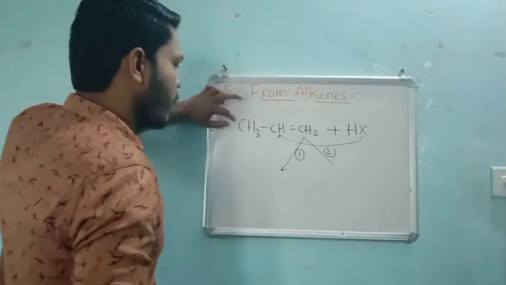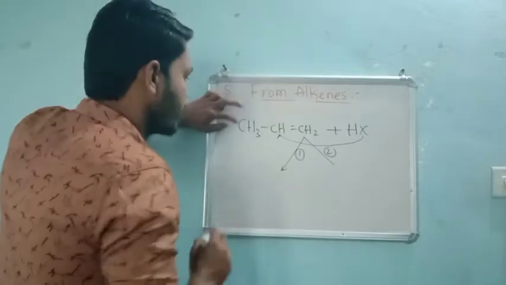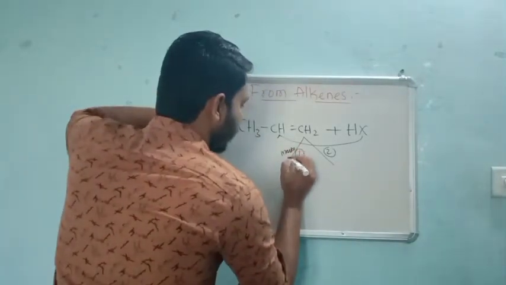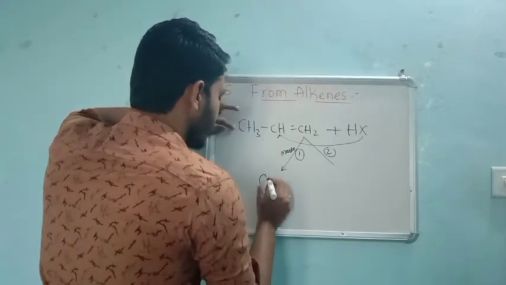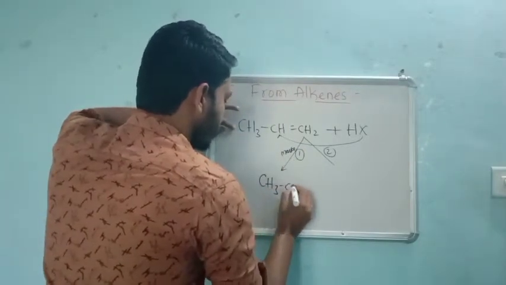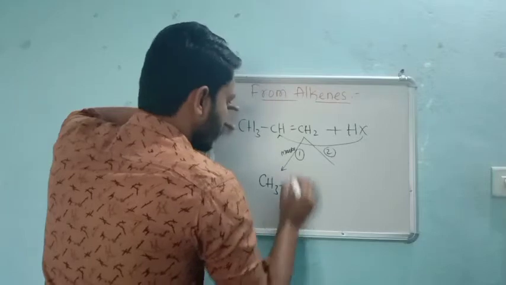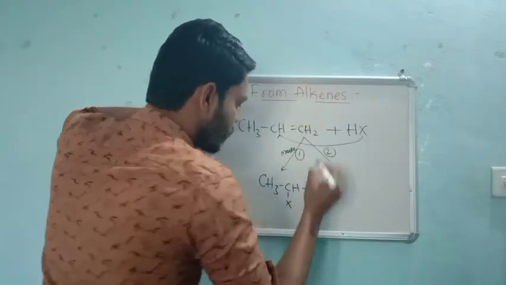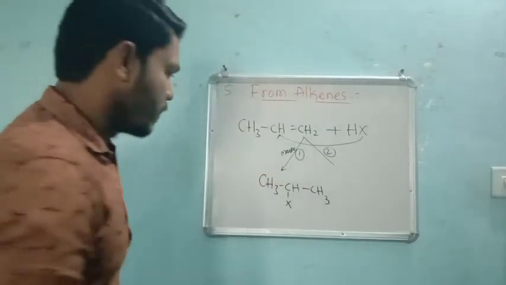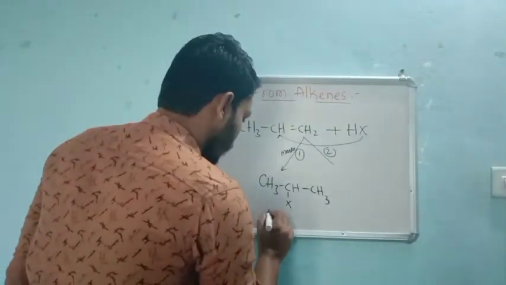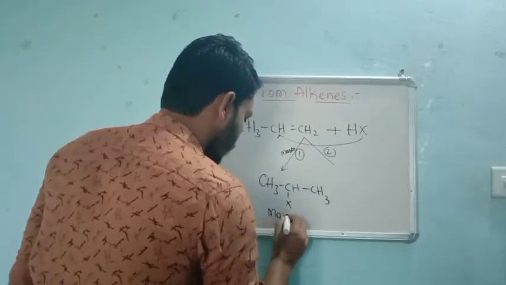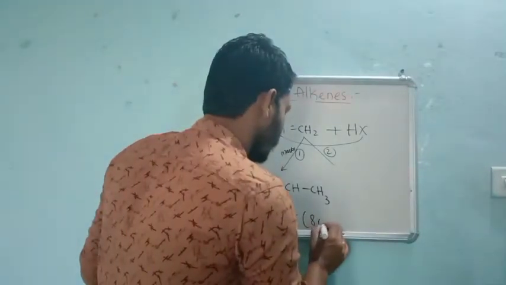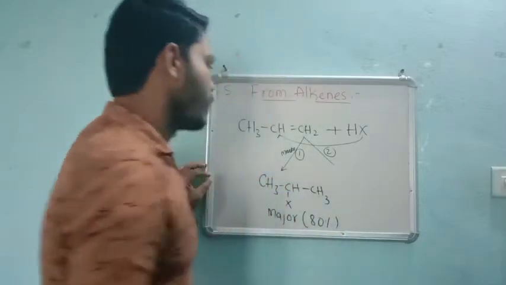Now there will be two possibilities. According to Markovnikov's rule, I can say CH3 CHX, the bond shift takes place and CH2 becomes CH3. This is the major product according to Markovnikov, and it will always be 80%.